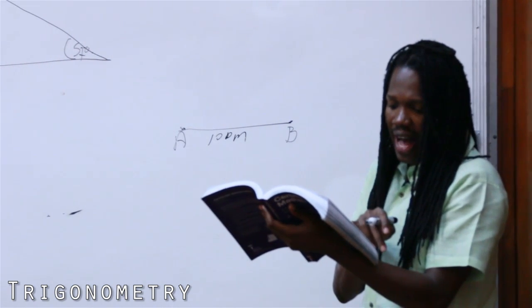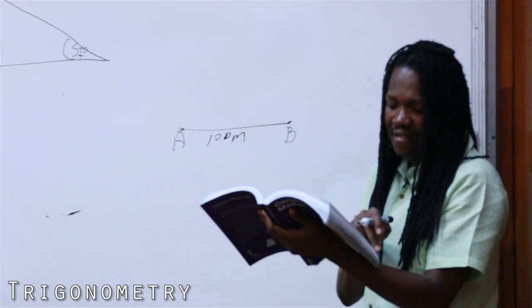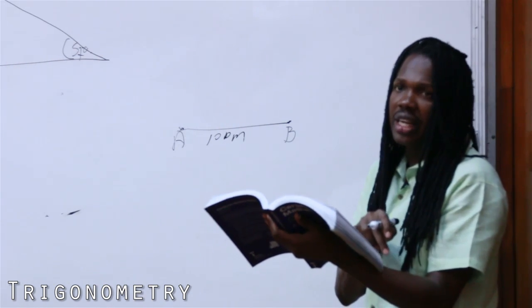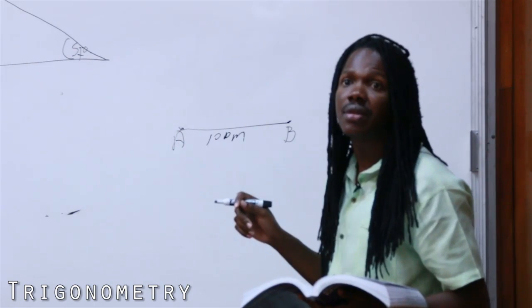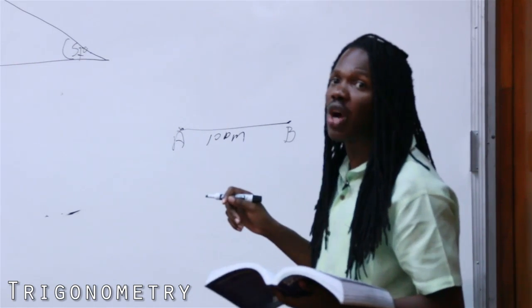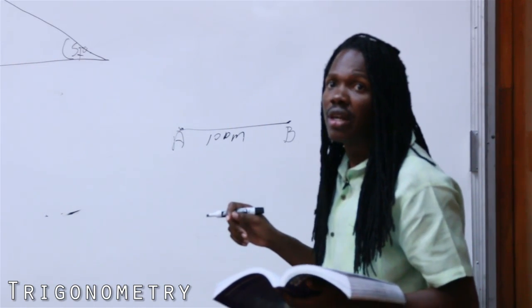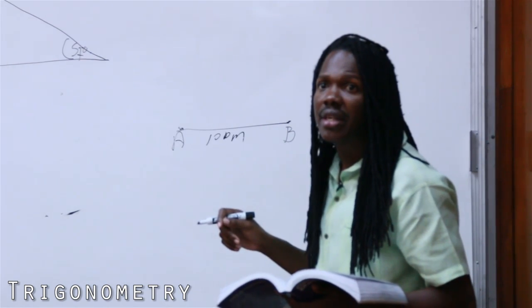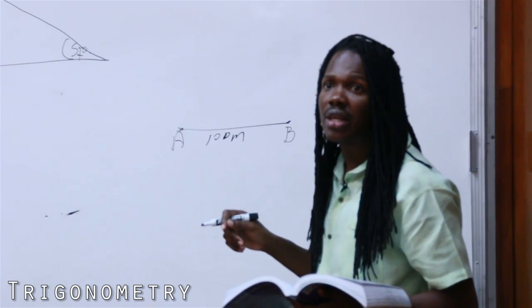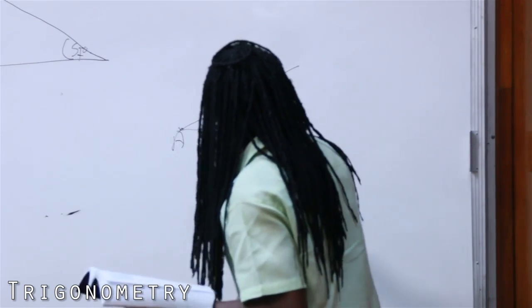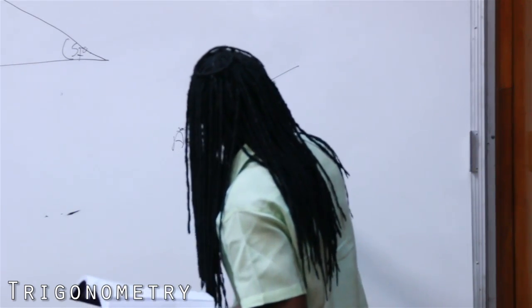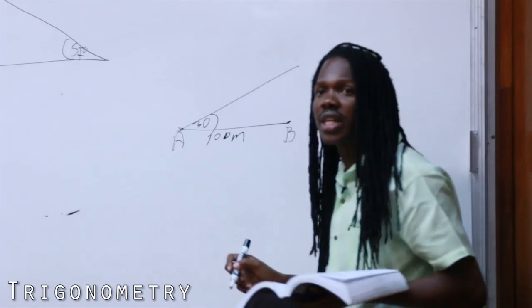Being that it is 100 meters away, now they say he finds that the angle of elevation to the top of the tower is 30 degrees. Where is he? Angle of elevation, which means that you're going up, you're looking up. So the angle of elevation is 30 degrees. You see that?